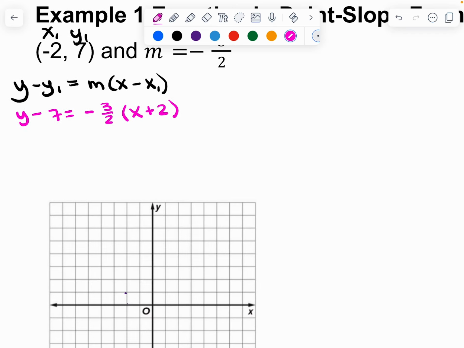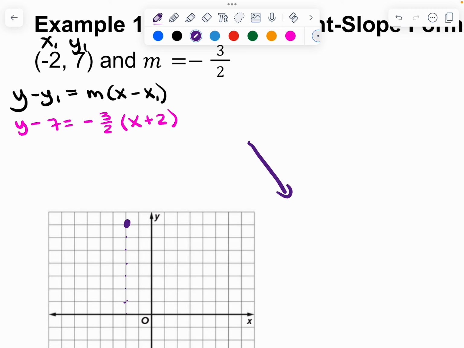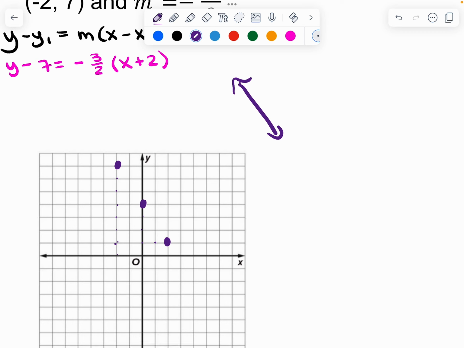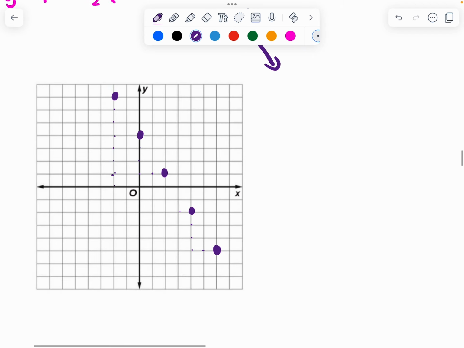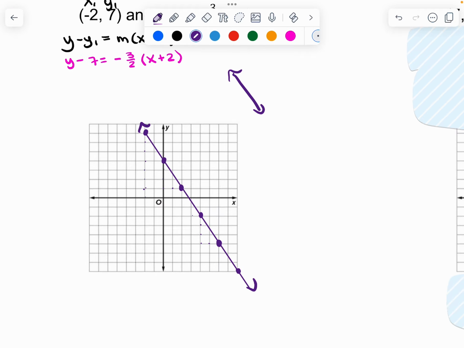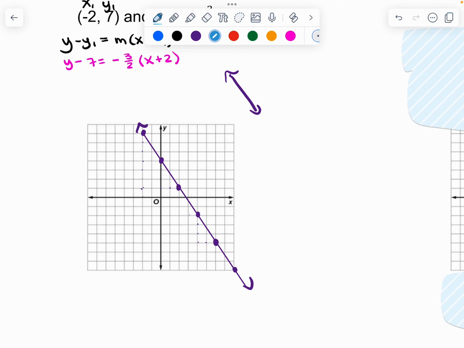So if we wanted to graph it, I would go to the point negative 2, 7: 1, 2, 3, 4, 5, 6, 7, plot the point. My slope is negative, so we're going to go down 3 and to the right 2. 1, 2, 3 over 2. Repeat that. Beautiful. And draw a line. Now, some of you may have said, but can we just put it in slope-intercept form?